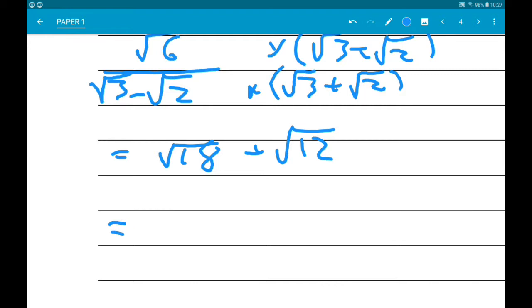So root 18 is root 9 times root 2, so 3 root 2. And root 12 is root 4 times root 3, which is 2 root 3.